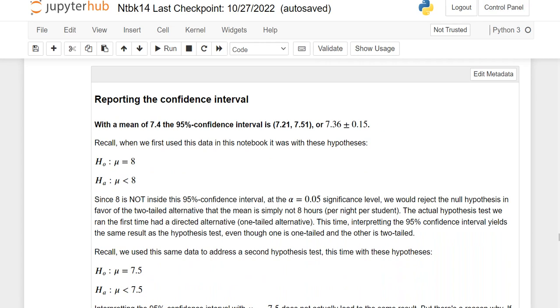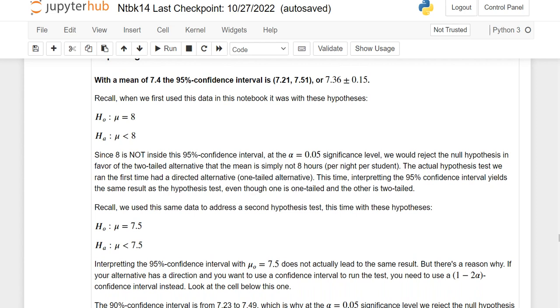And how do we report it? It's written in words what I just said. Our 95% confidence interval is between 7.21 and 7.51. Or you can do it with the plus or minus margin of error method. Now we were testing this hypothesis about sleep as to whether or not students get less than 8 hours of sleep, and then we tested whether or not they get less than 7.5 hours of sleep.